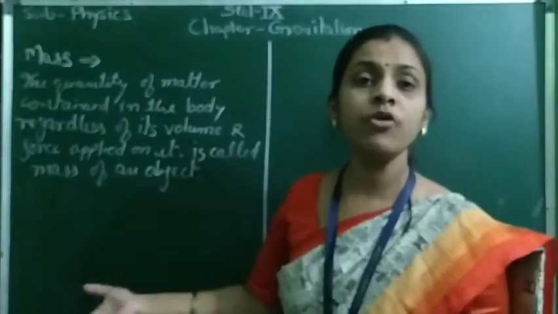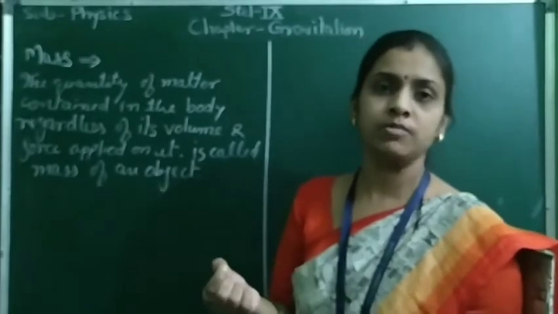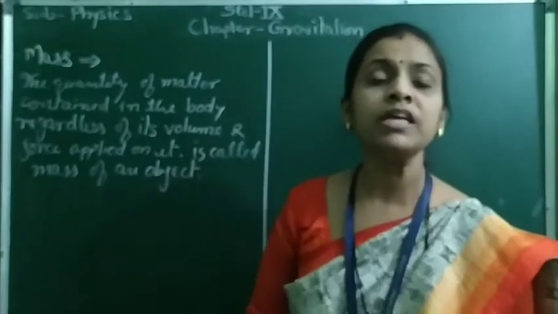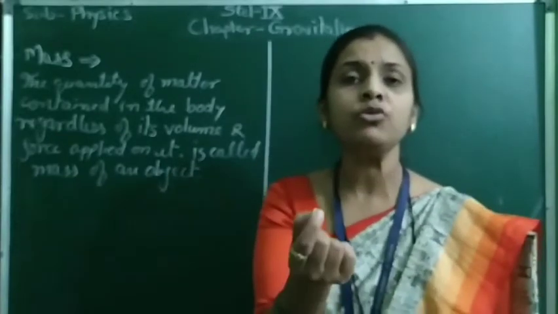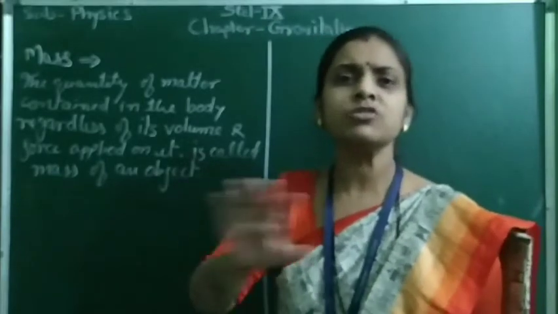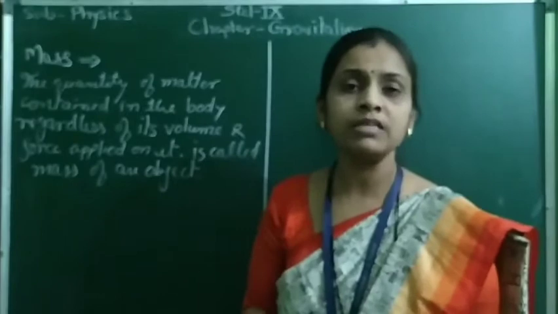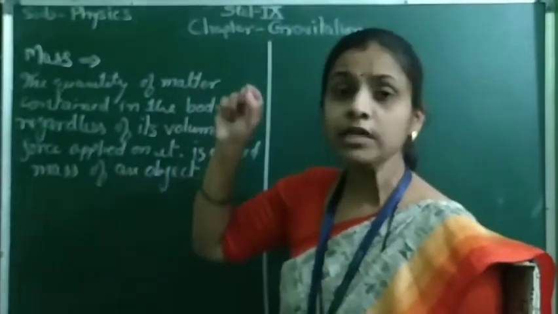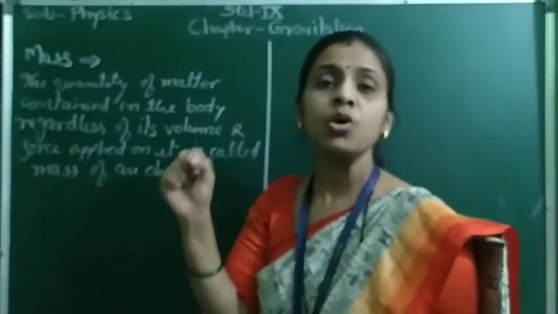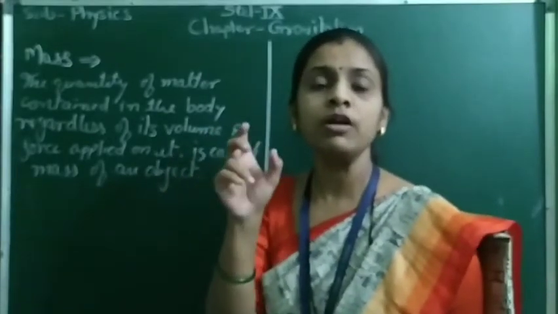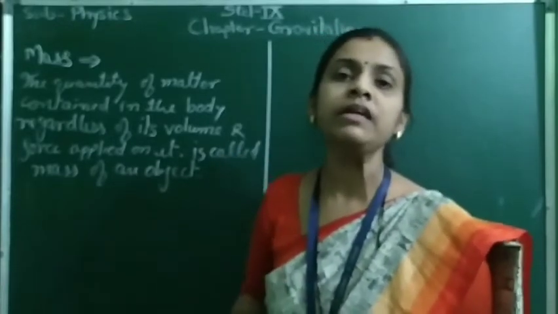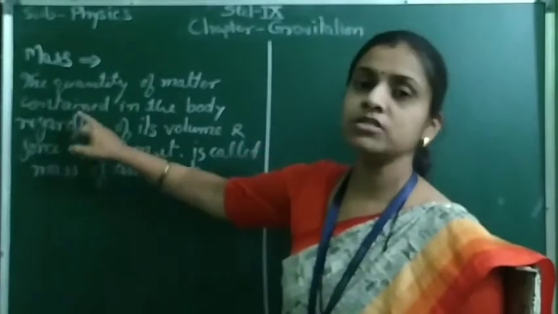How large the body is, or how small the body is, is regardless of its volume. If the body is large, then it has a volume, but if it is a very minute object, then it also has a volume, but the mass does not depend upon whether the volume is large or small. Whenever we talk about the smallest and most minute particle also, whenever we call it an object, it has a body, and it has a body means it has some matter contained in it. That is called the mass of an object.